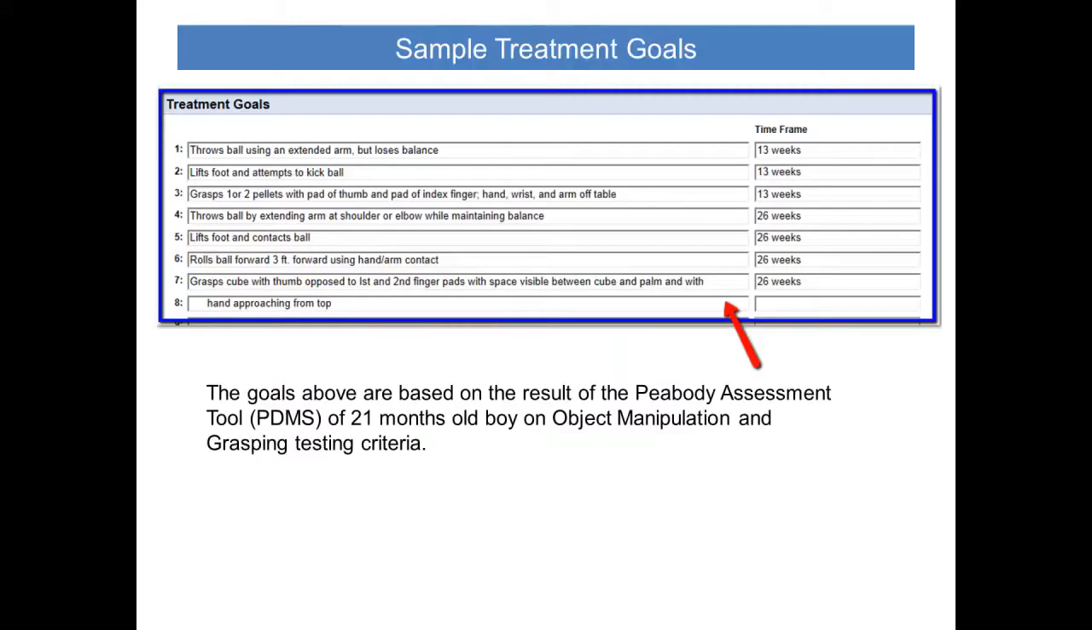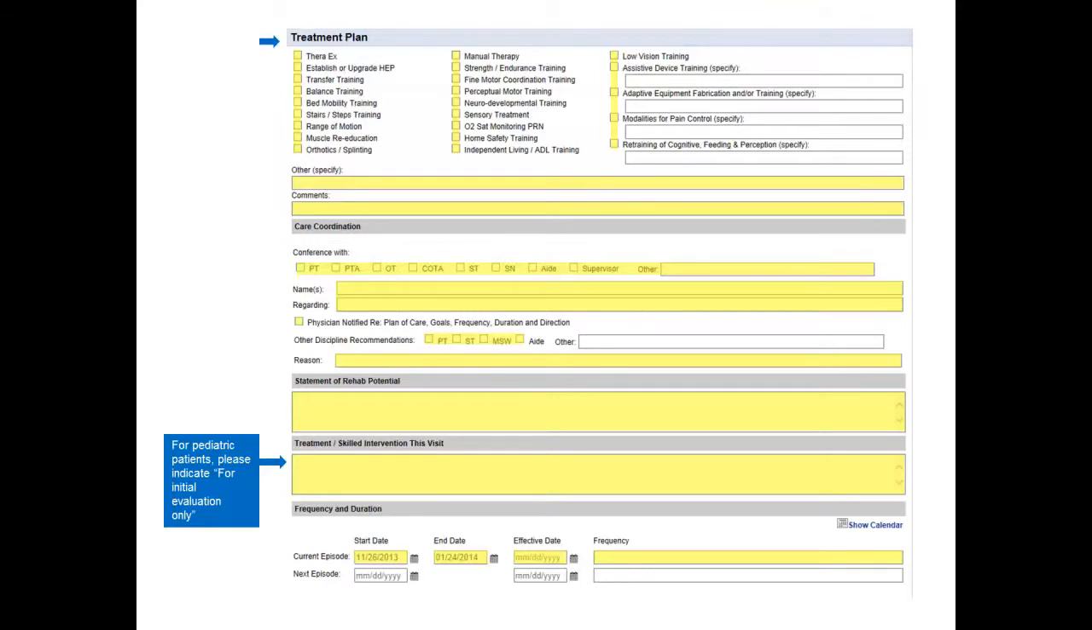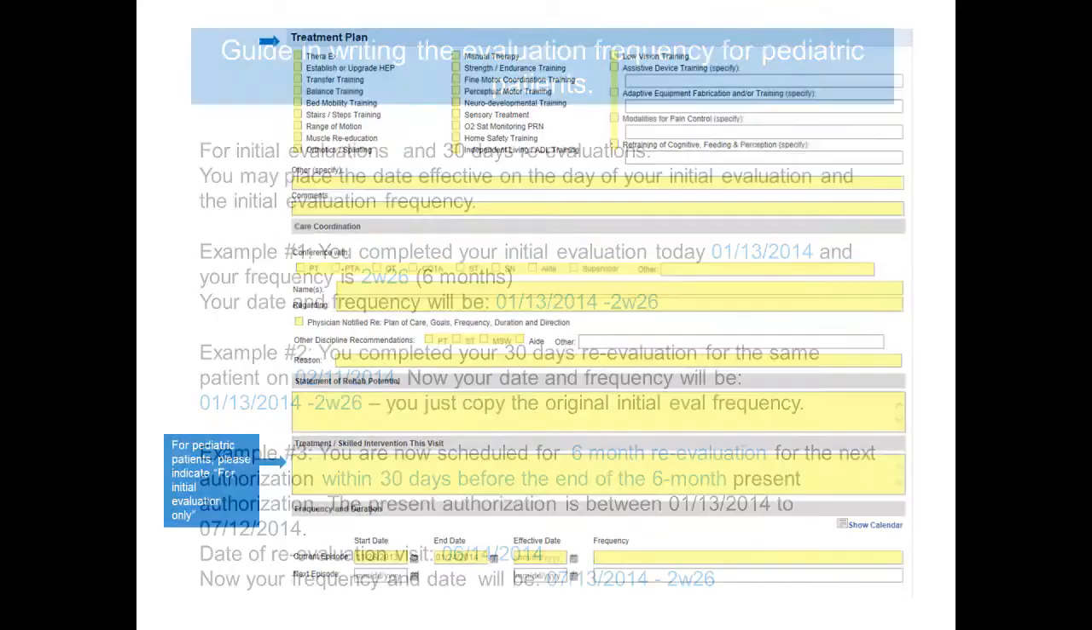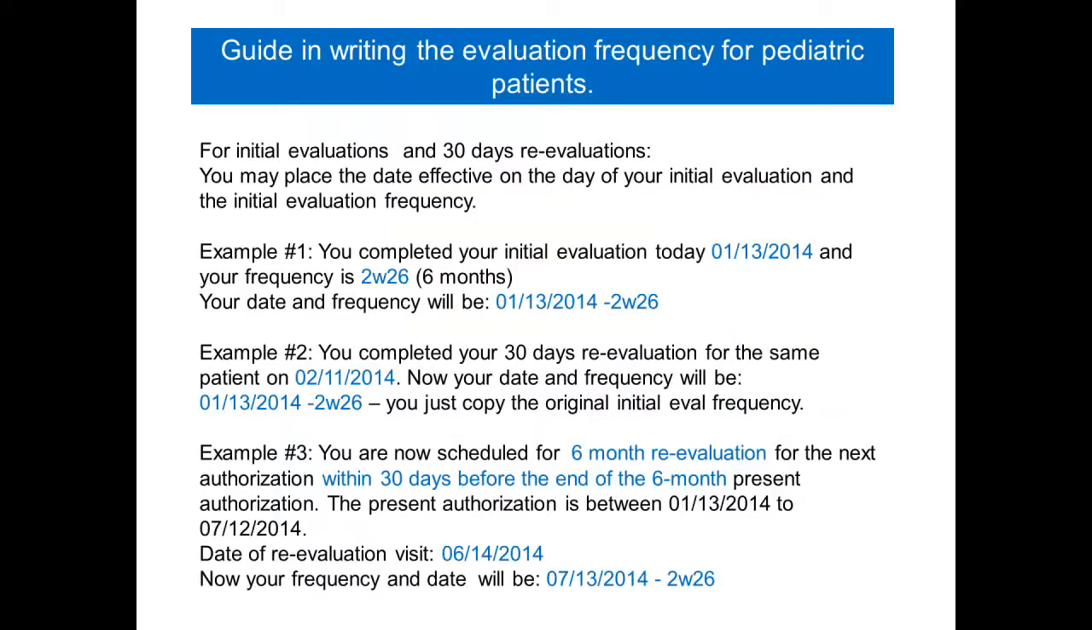Sample treatment goals. The goals above are based on the result of the Peabody Assessment Tool, PDMS, of a 21-month-old boy on object manipulation and grasping testing criteria. For pediatric patients, please indicate this for initial evaluation only. Guide in writing the evaluation frequency for pediatric patients.